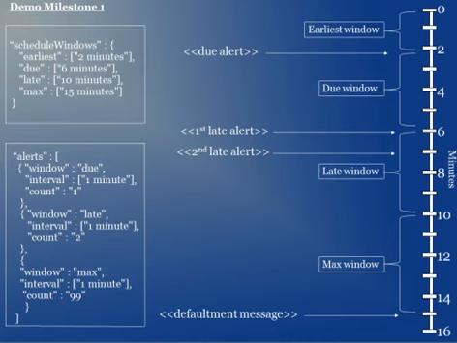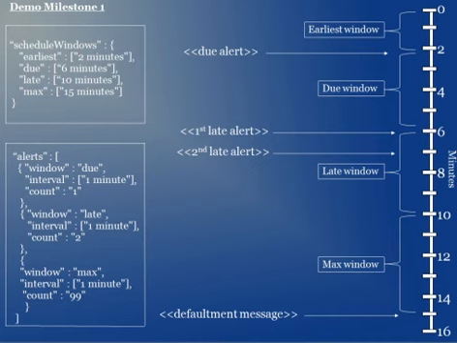You'll see at the top left in the schedule window's JSON definition that each of these windows has a different amount of time in minutes for its value. Each of these time intervals is shown on that timeline. The earliest window, which is 2 minutes, comes first, which is followed by the due window.